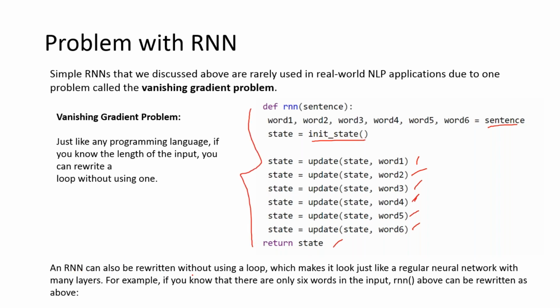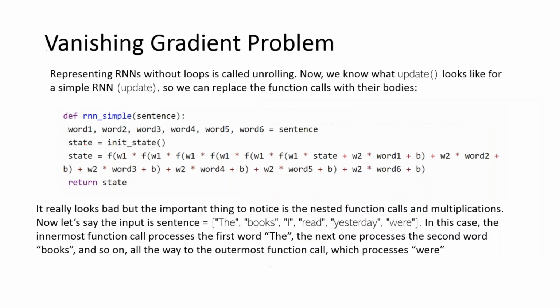An RNN can also be rewritten without using a loop, which makes it look like a regular neural network with many layers. For example, if you know that there are only 6 words in the input, the RNN above can be written like this, because I already know I have 6 words. Representing RNNs without loops is called unrolling. Now we know what the update looks like for a simple RNN, and we can replace that function call with its body, so the function would look like this.